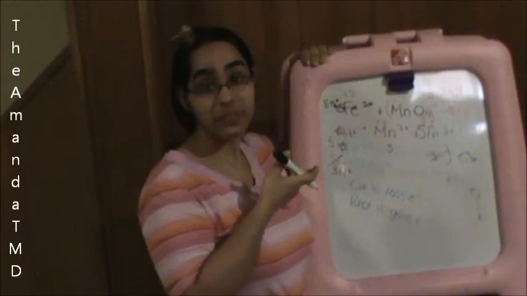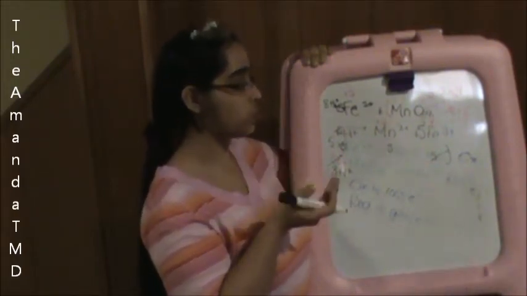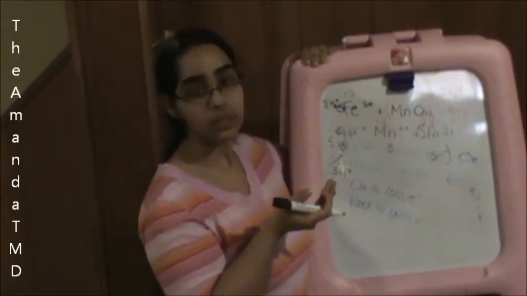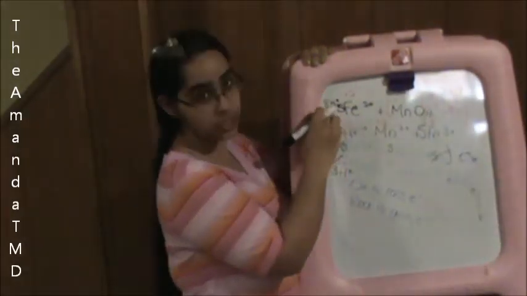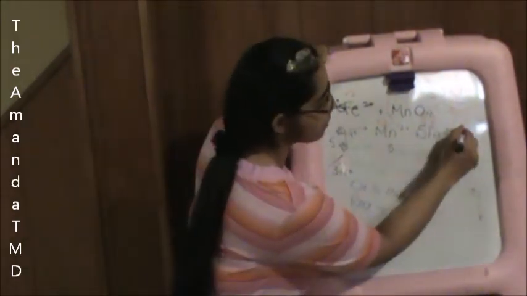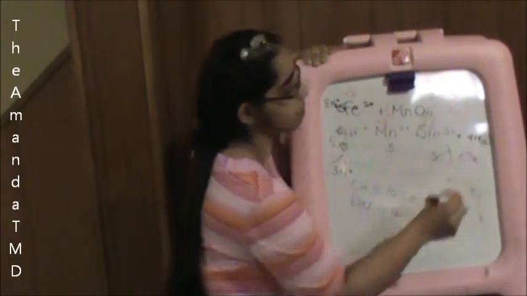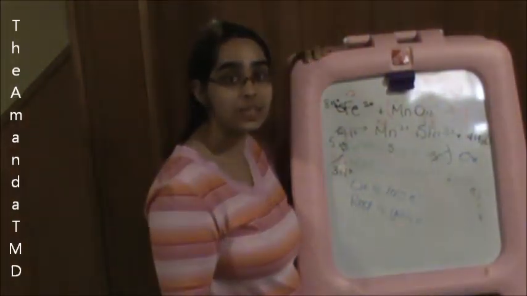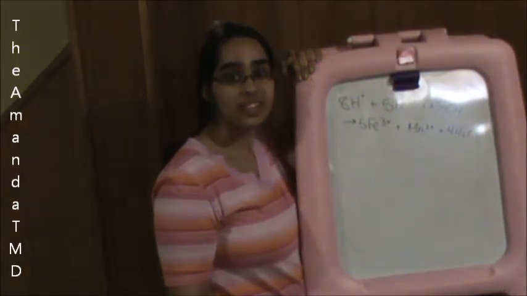So once you get this balanced, now you have to balance your hydrogens. And the way that you do that is you just add water to the opposite side. Since I have 8 hydrogens here, I just have to add 4 waters, and that should allow everything to balance. And that's in an acidic solution. And that, my friends, is your balanced equation in an acidic solution.